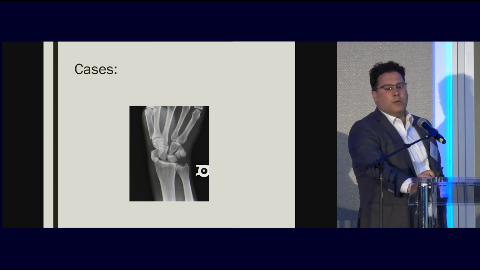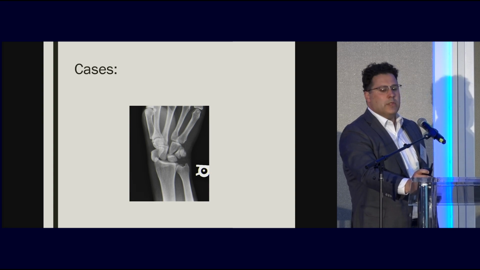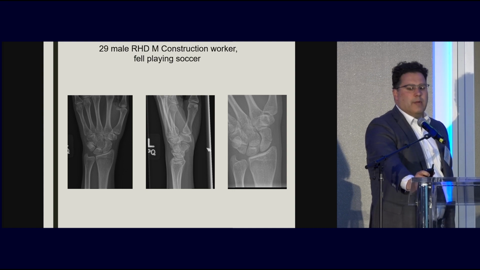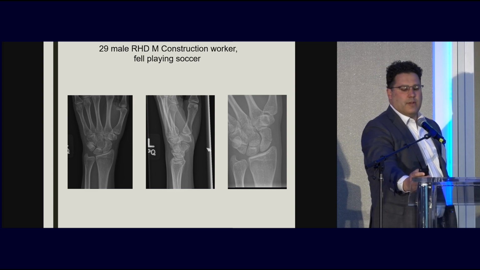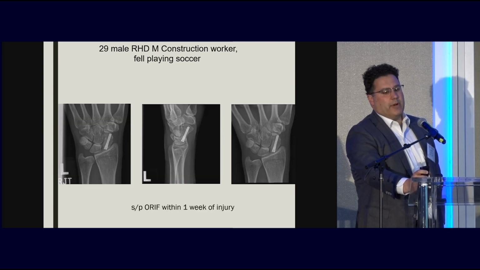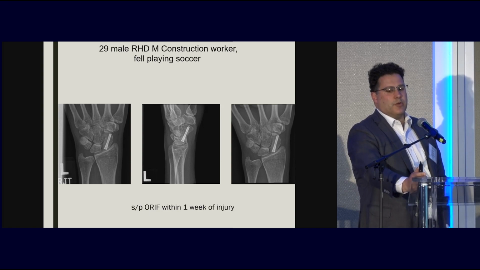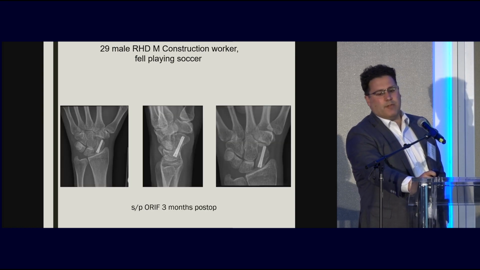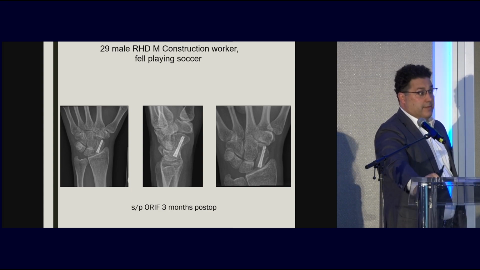All right, so these are a couple of cases that show the 2 tenets that I want you to take home. The first case is a 29-year-old male who was playing soccer, fell onto his wrist, and has this oblique scaphoid waist fracture that you can see on the right. He was taken to the operating room, underwent a dorsal mini open approach, and had this screw placed down the central axis of his scaphoid. It was done within a week, and you can see that at the 3-month follow-up, the fracture is healed, he had no pain, and he was released to full activity. Okay?